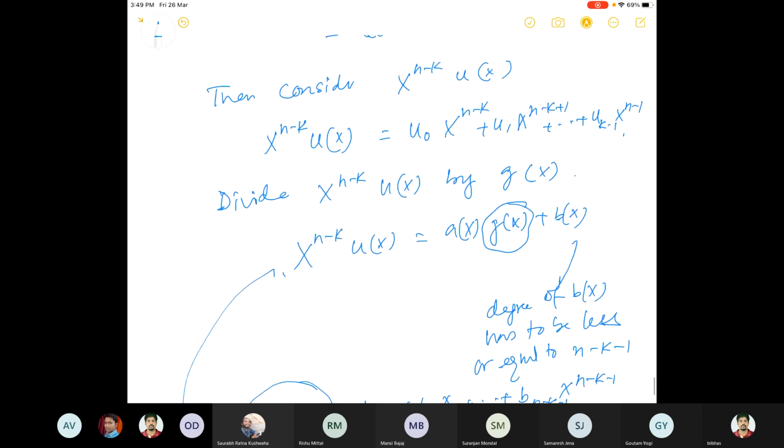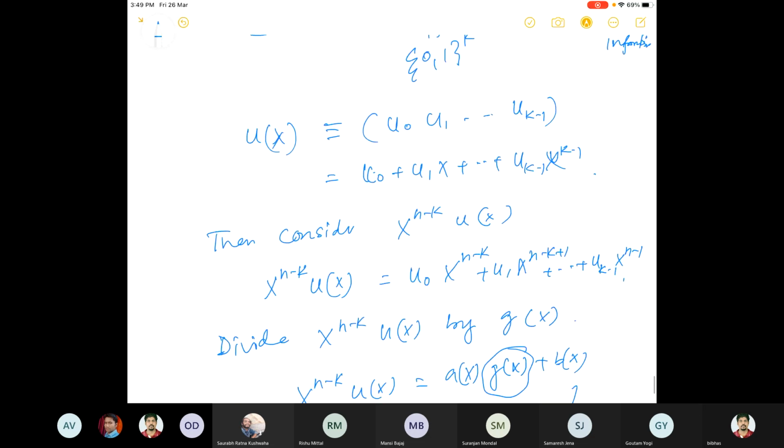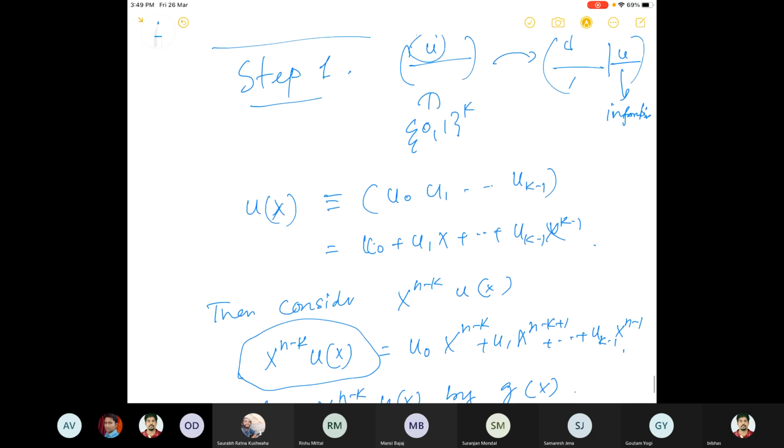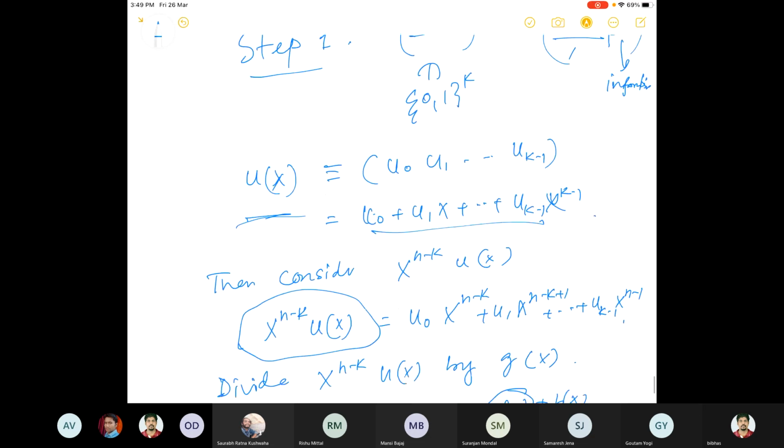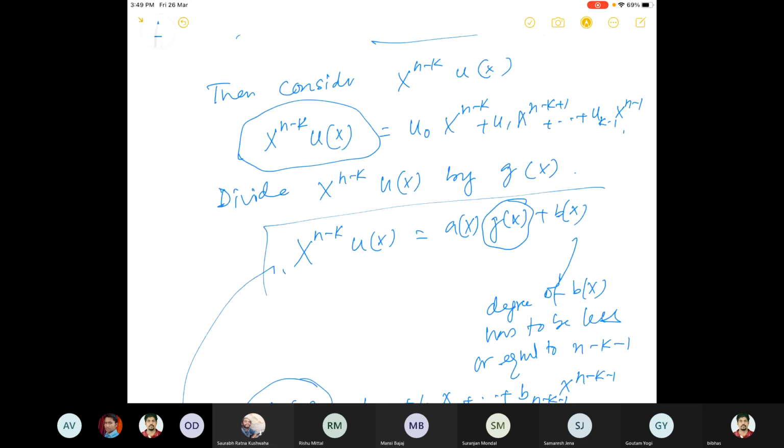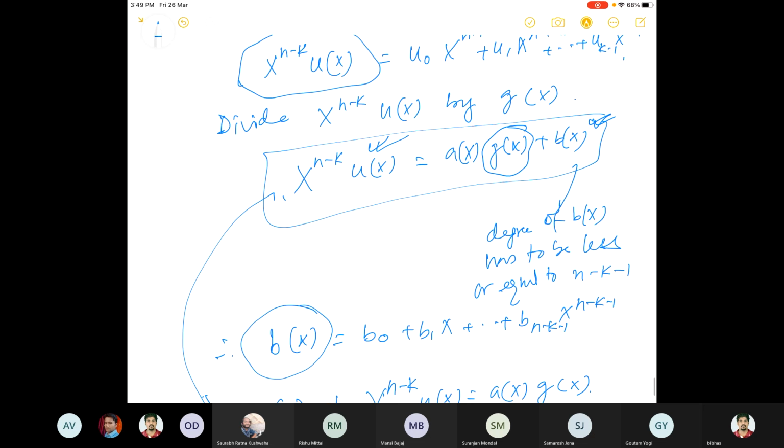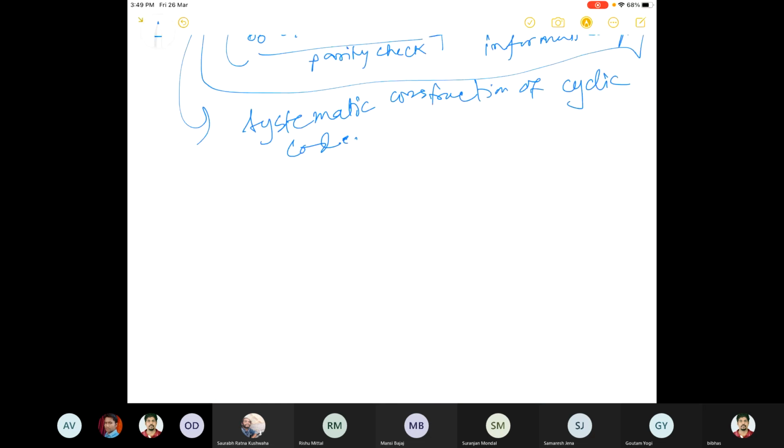So given gx, you just have to divide x to the power n minus k times ux, whatever the ux is, by gx, and whatever the remainder term is, that will give you the parity digits, and whatever the quotient term is, that will give you the information digits, and that's it. This is how they are related. So this is called the systematic way of constructing the cyclic code. So if I write now this as an algorithm, this is a systematic construction algorithm.